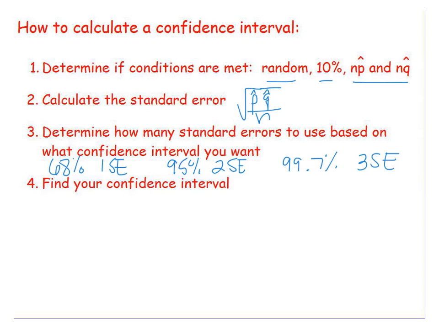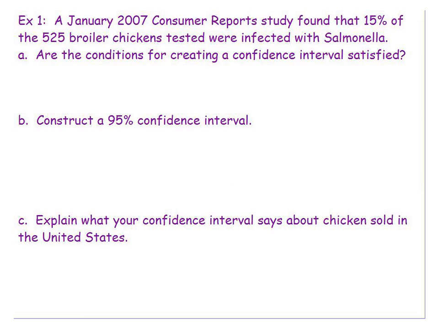That's based on your model that we learned way back in chapter 6. So for today, those are your 3 numbers that you're going to use. Once you've found those 3 numbers, then you simply calculate your interval. So let's look at how all this works.